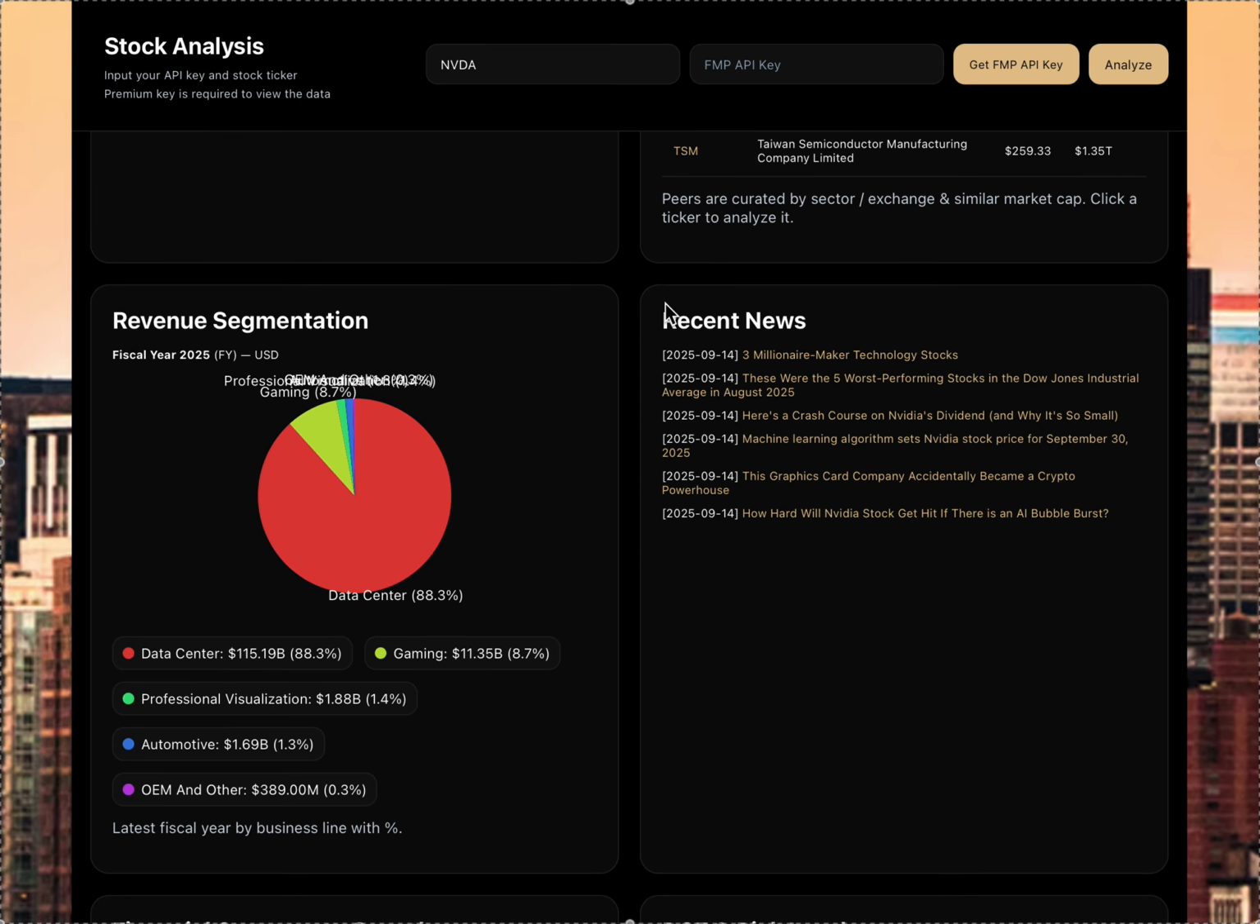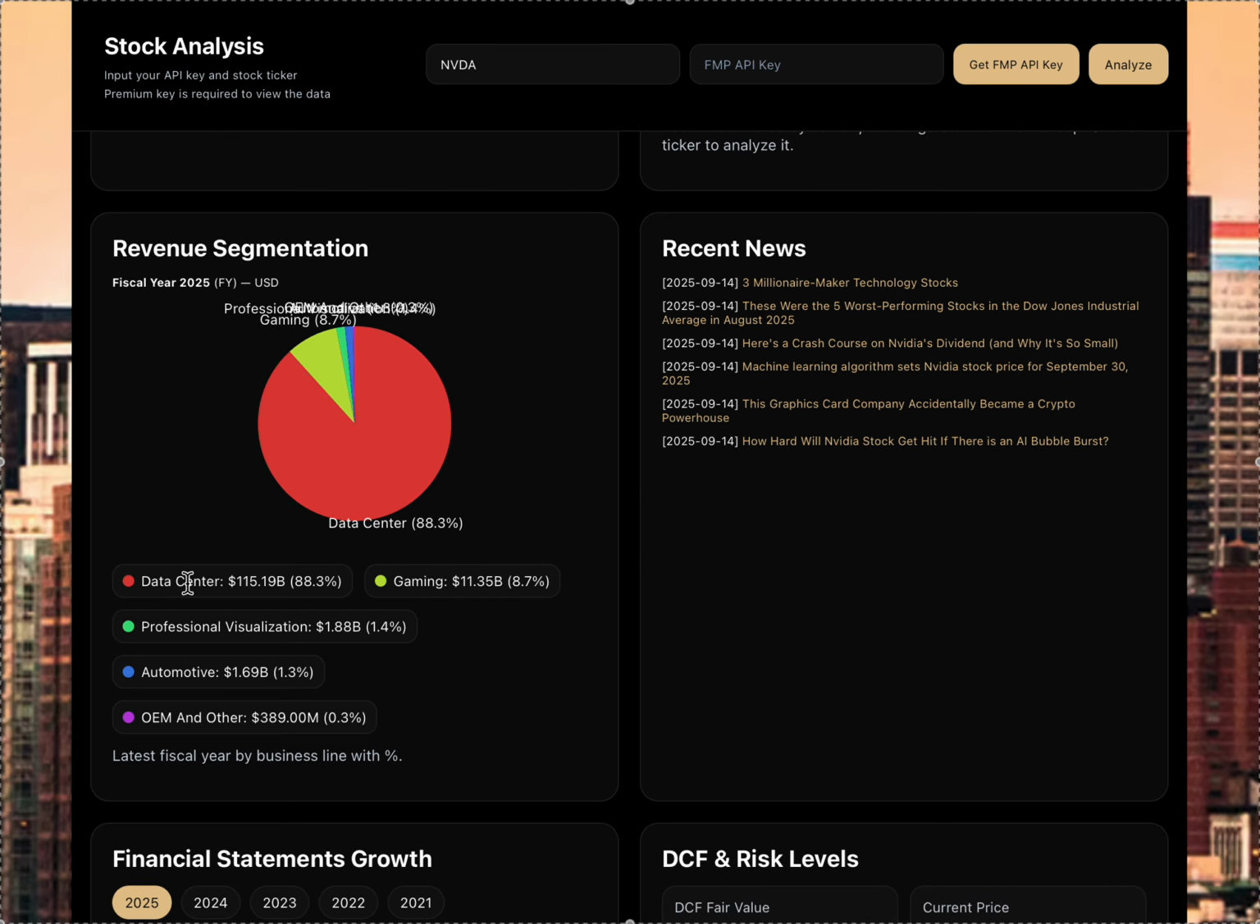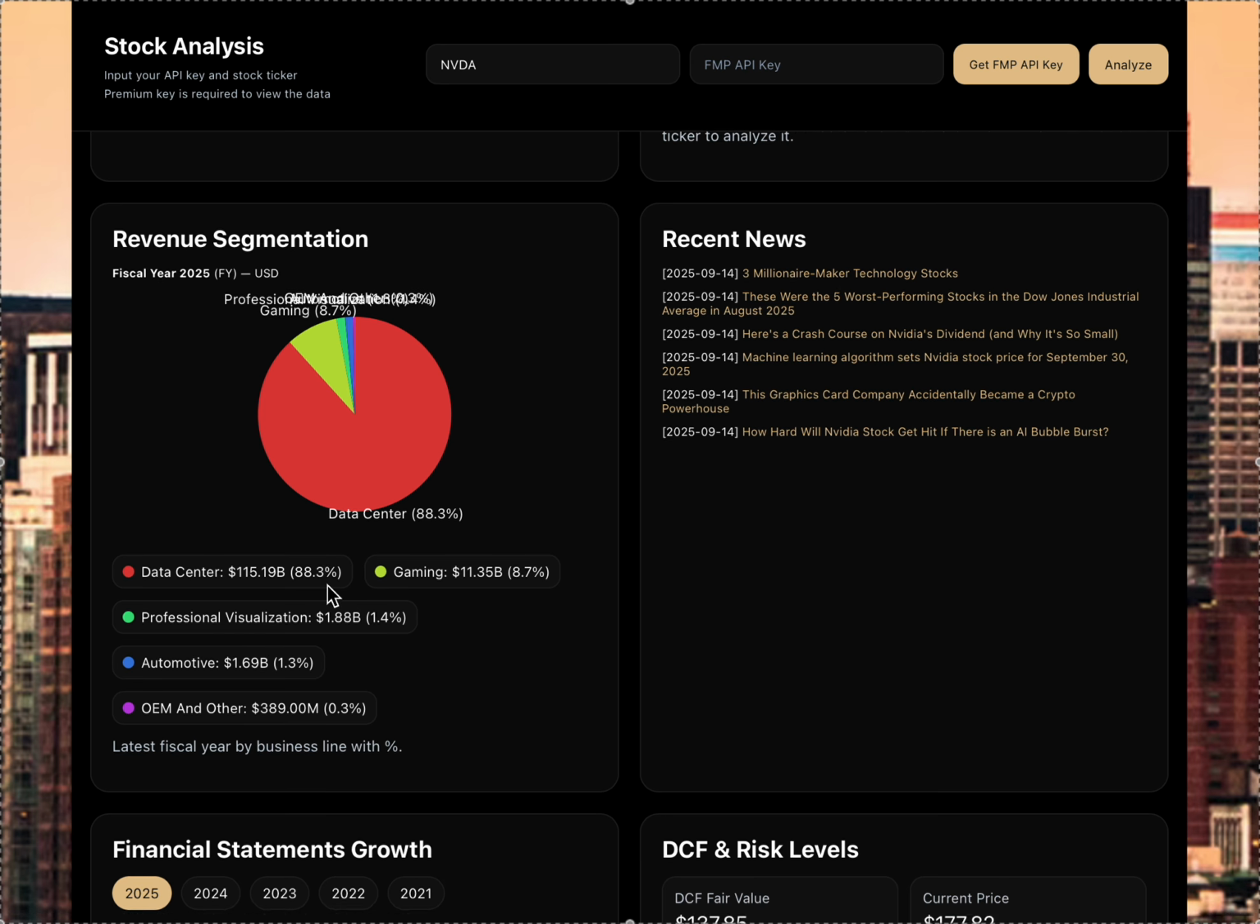Then we have a revenue segmentation. As you can see, NVIDIA relies heavily on data centers. It constitutes 88.3% of their total revenue. This is a very important graph, revenue segmentation. It shows the dependency. As you can see, NVIDIA is highly dependent on the data centers. That's why if in the news you see some negative news related to data centers, you know what to expect from the share price.